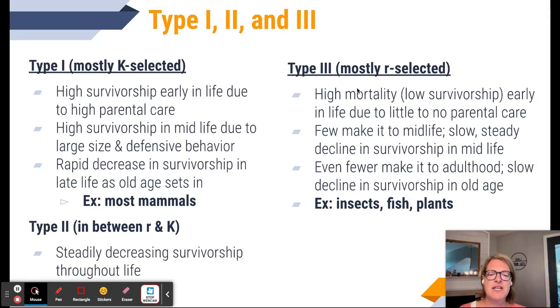And then type 3 individuals are almost always R selected species. They have very high mortality when they're born, for whatever reason, and low survivorship. That's what high mortality basically is: low survivorship. So we see that the survivorship curve drops very rapidly early on in the lifespan. That's mainly because there's little to no parental care.